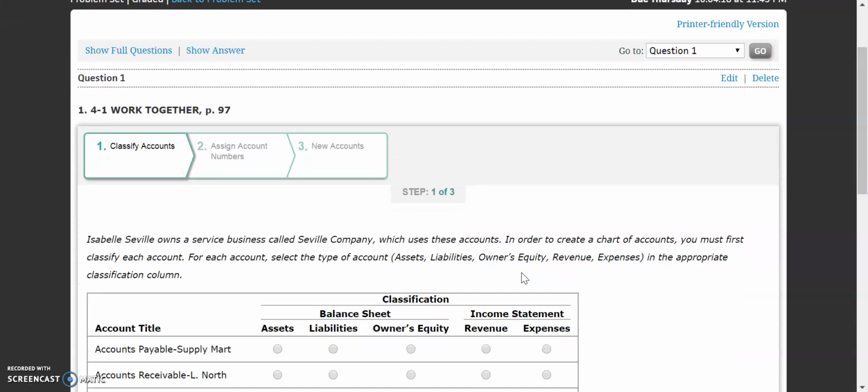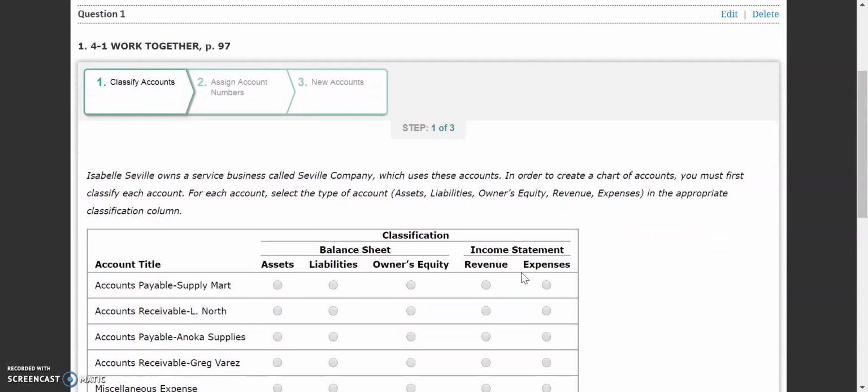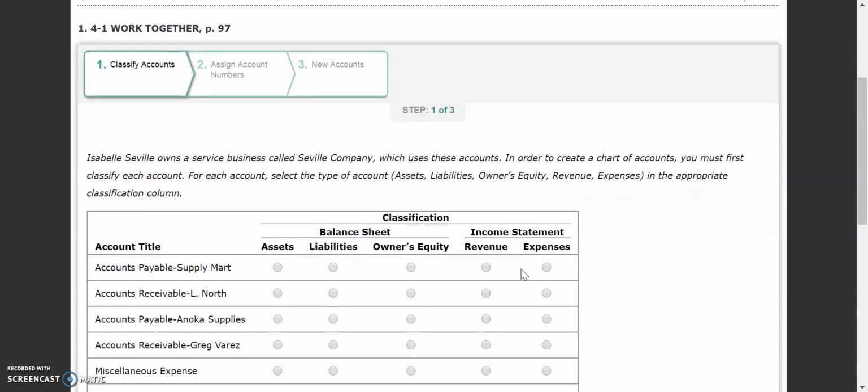And let's make sure we read the directions. It says Isabel Seville owns a service business called the Seville Company, which uses the following accounts. In order to create a chart of accounts, you must first classify each account. And for each account, we want to select what type of account it is. So assets, liabilities, owner's equity, revenue, or expenses in the appropriate classification column.